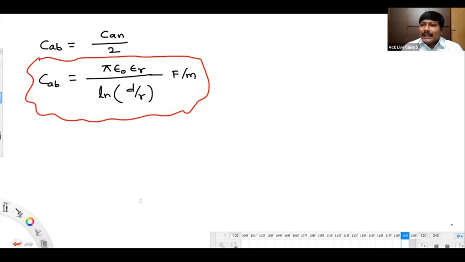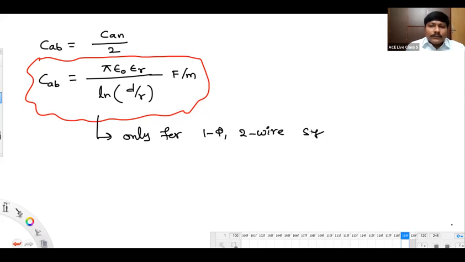Moreover, this conductor to conductor capacitance is only for the single phase two wire system. Now let's take up one more small calculation in the next slide.